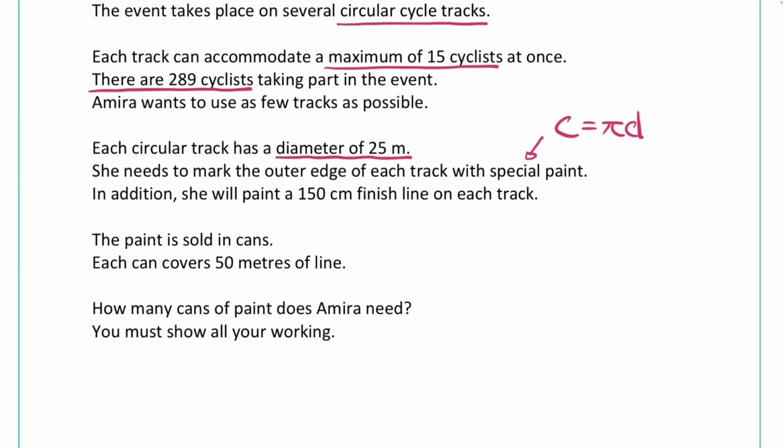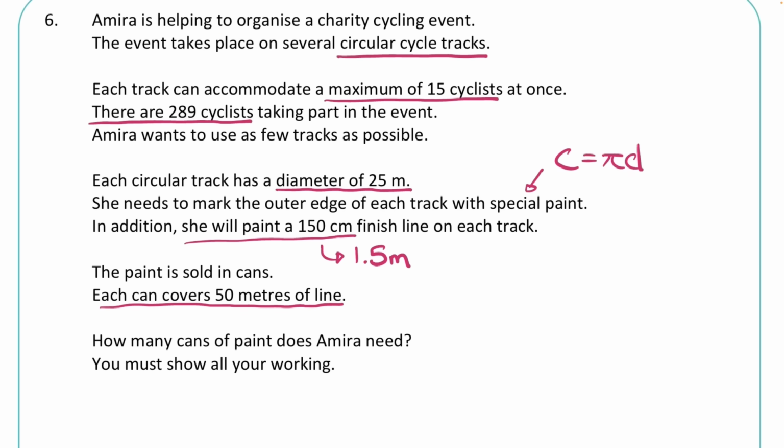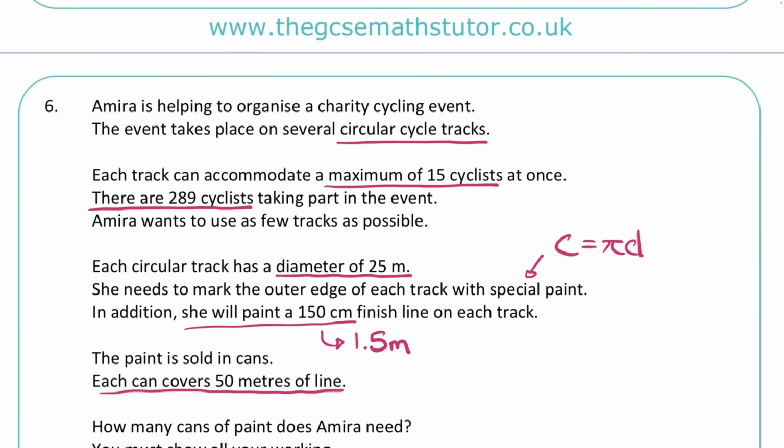In addition, she will also paint a 150 centimetre finish line on each track, and each can cover 50 metres of line. How many cans of paint does she need? So we've got a lot of information here. One of the things that has just stood out to me is that 150 centimetres is in different units. So that is 1.5 metres. So we need to work out the distance around a track, and there's going to be the extra 1.5, and we need to know how many tracks we need.